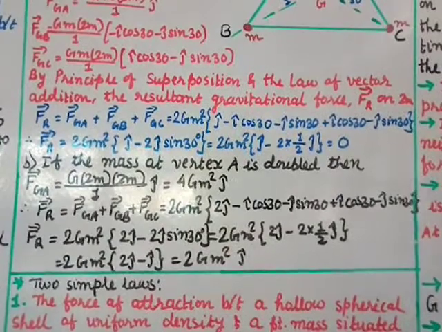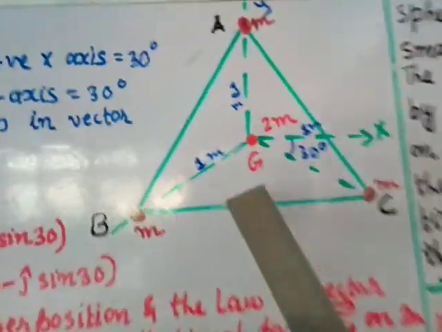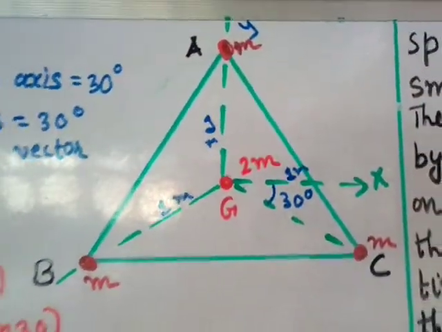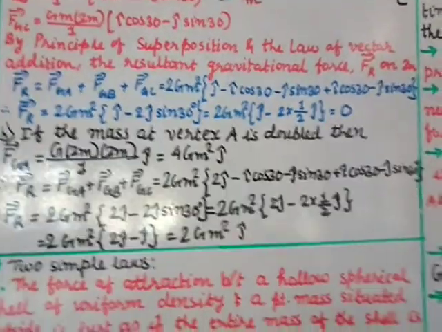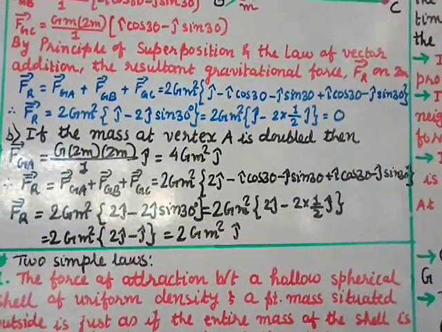So the resultant attractive force at G is 0. That G is the centroid of the triangle. At that point, the total force is 0.